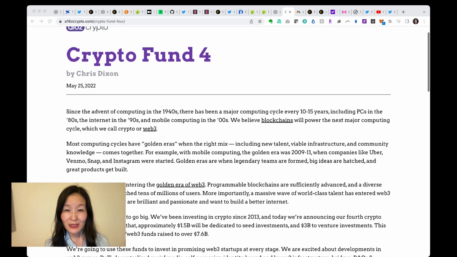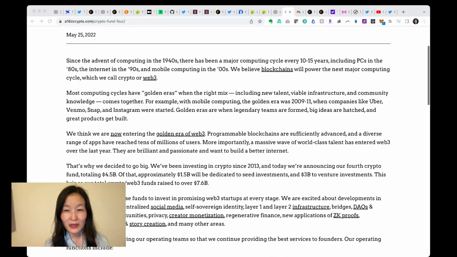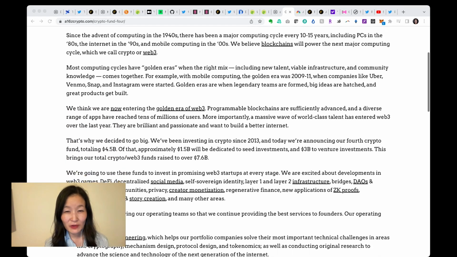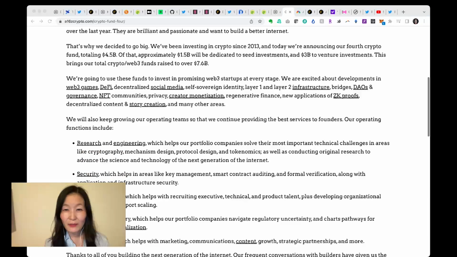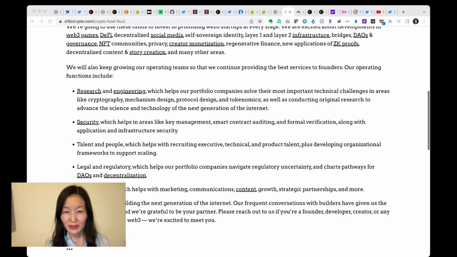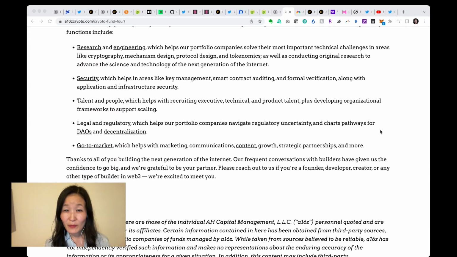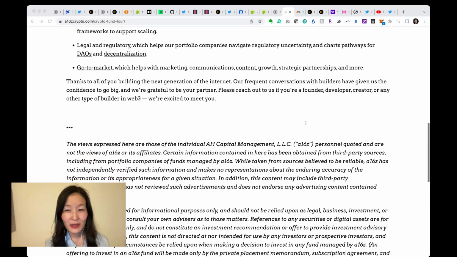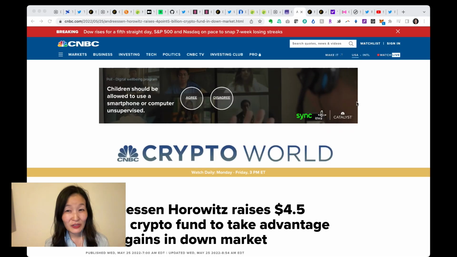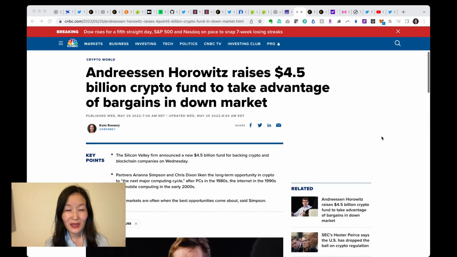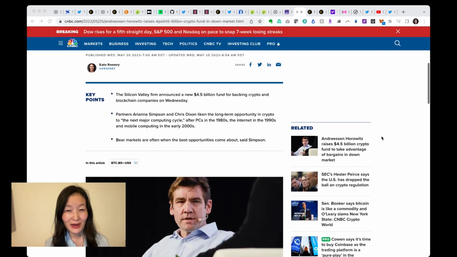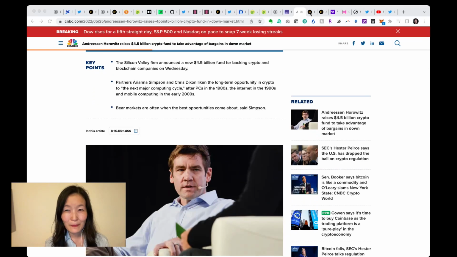According to a post by Chris Dixon, general partner at A16Z, they are going to use the funds to invest in promising Web3 startups at every stage. Dixon thinks we are now entering the golden era of Web3 and that blockchains will power the next major computing cycle. The current bear market didn't stop the fund from being raised. "Bear markets are often when the best opportunities come about, when people are actually able to focus on building technology rather than getting distracted by short-term price activity," said Ariana Simpson, a general partner at A16Z, to CNBC.